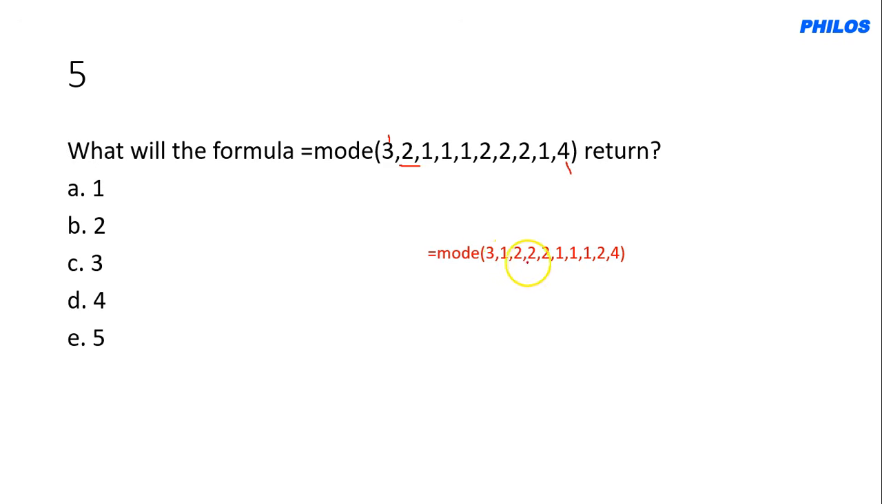3 1 2 2 2 1 1 1 2 4. Now, when you put this in Excel, Excel will return 1 as the answer. Even though 1 appears 4 times and 2 also appears 4 times, because 1 comes first in the bracket before 2, it will return 1 as the answer. Here 2 comes before 1, that is why it returns 2 as the answer.